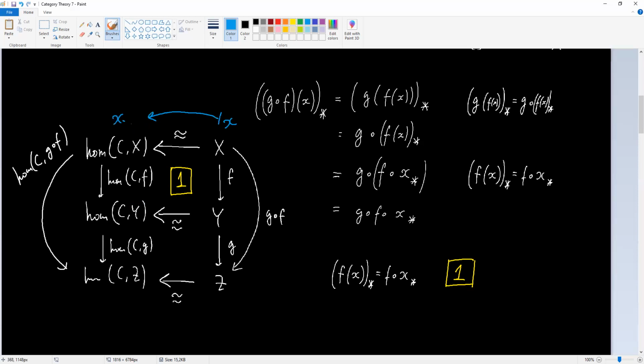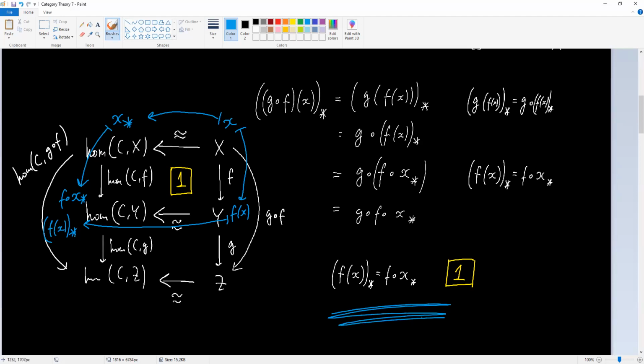So I pick an element x, I map it there. It's going to go to x star. Then when I map it down here, it will be f composed with x star. Do you agree with that? Yes. On the other hand, if I map x down here, I'm going to get f of x. And then when I map it there, this will be f of x star. Do you agree with that? Yes. So now these being the same is exactly equality 1. Okay. Thank you.